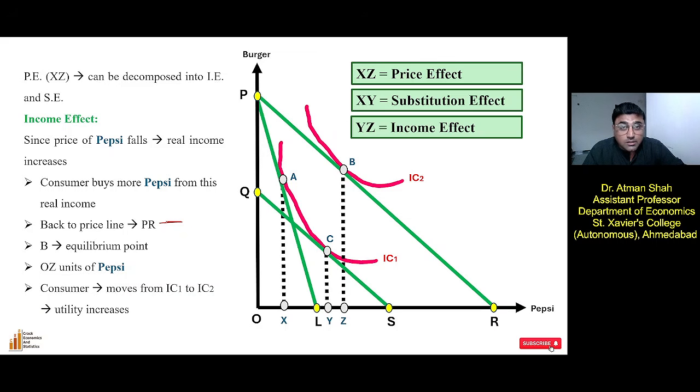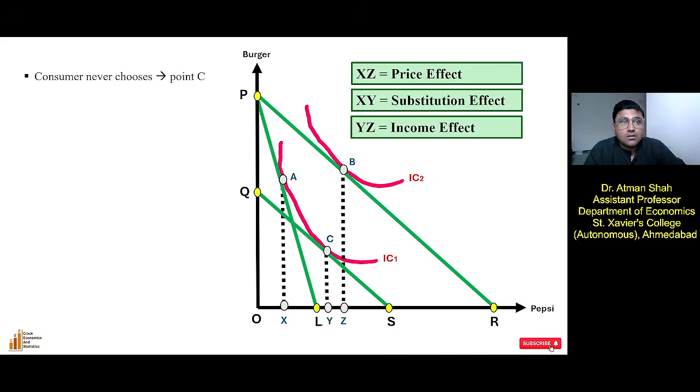And the consumer moves from IC1 to IC2, and therefore utility increases, because now the consumer is on a higher indifference curve. IC2 is above IC1, and therefore utility at point B is higher than utility at points A and C. So the consumer never chooses point C. Please mind well, the consumer does not actually stand on point C. C is a hypothetical point to demonstrate the substitution and income effect. The consumer directly moves from point A to B.